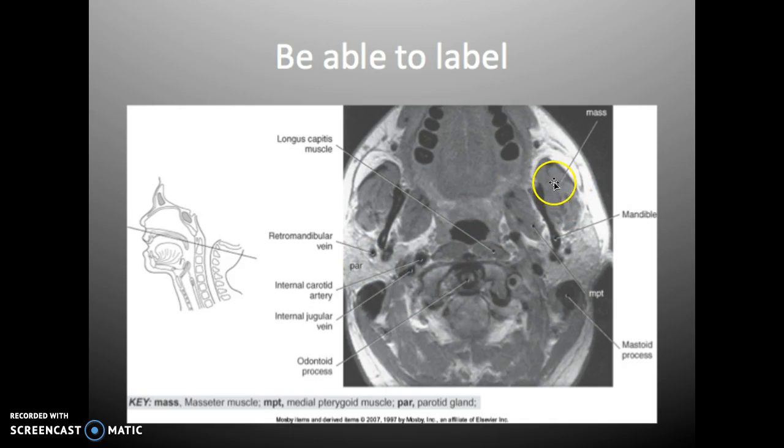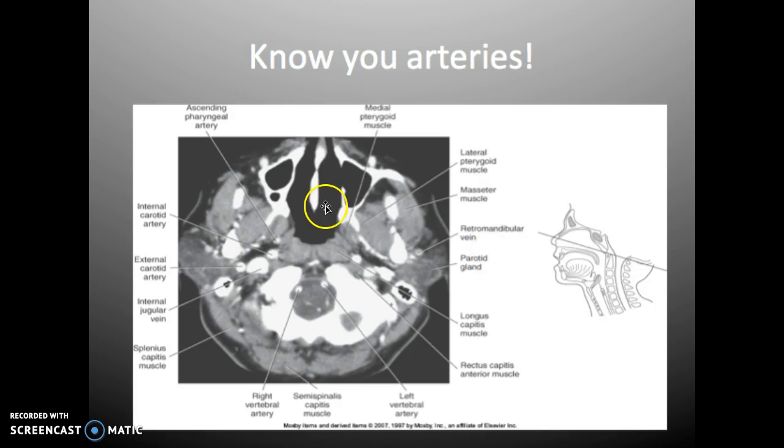Your masseter muscle in your mandible. You've got your mastoid process with your odontoid, internal jugular with your internal carotid artery. I also want you to know your longus capitis muscle on either side. We're looking here at your medial pterygoid with your lateral pterygoid. I want you to know your parotid gland with your longus capitis muscle coming across.